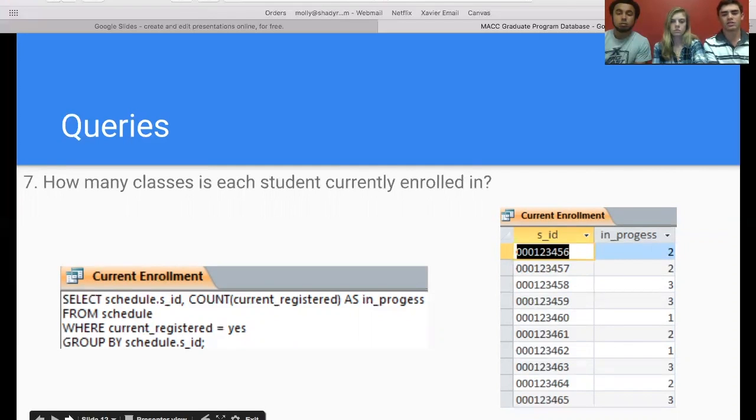We selected the student ID and counted currently registered from the schedule table. We limit currently registered to only yeses, as that will show us which classes they are currently registered for. We group by the student ID in order to have only one student ID given. The results show 10 students and anywhere from 1 to 3 classes in progress. The student ID can be matched to the student name, and the in progress will show how many classes they are currently enrolled in.